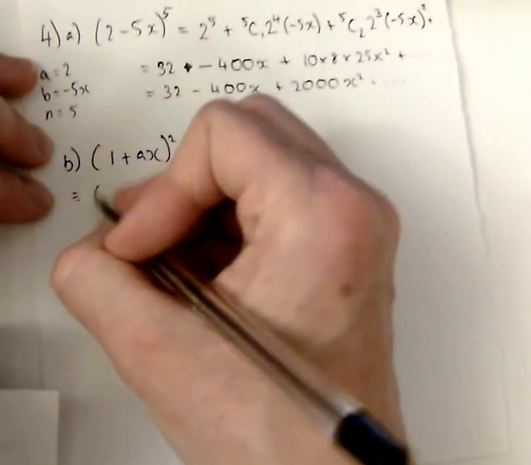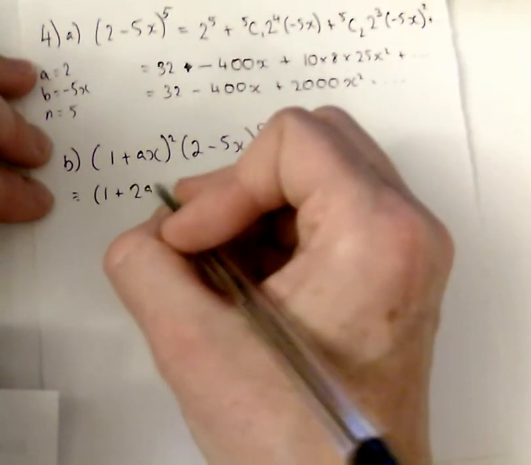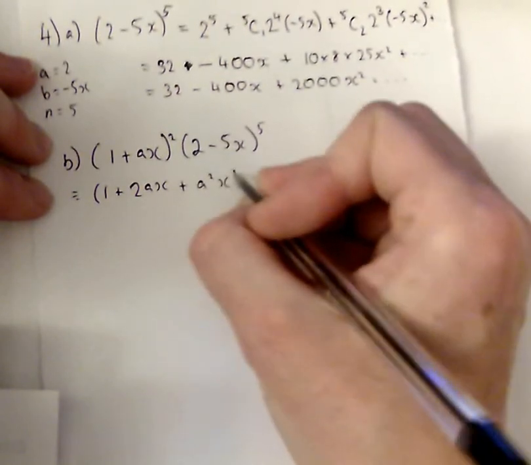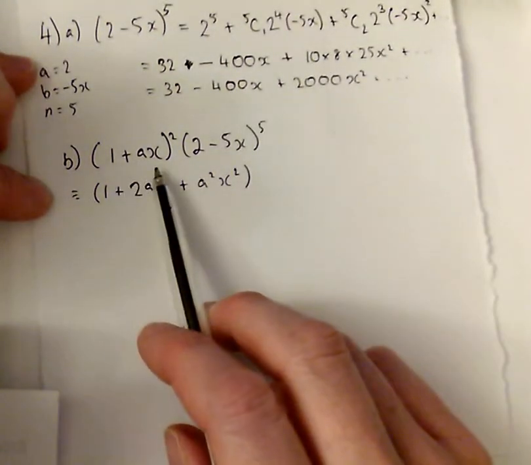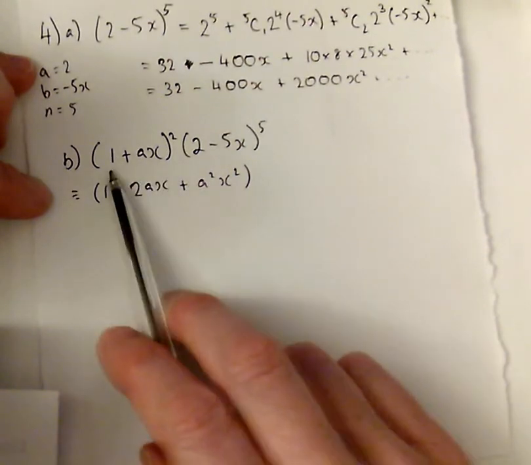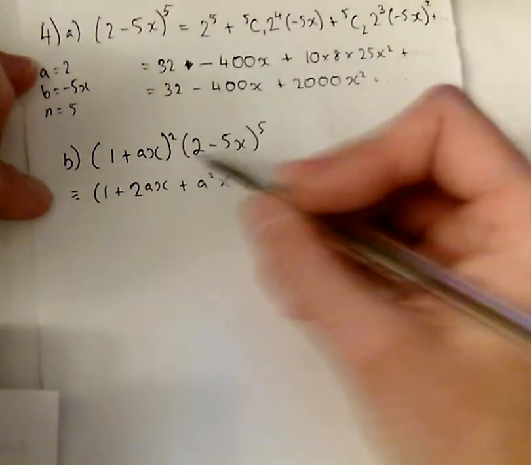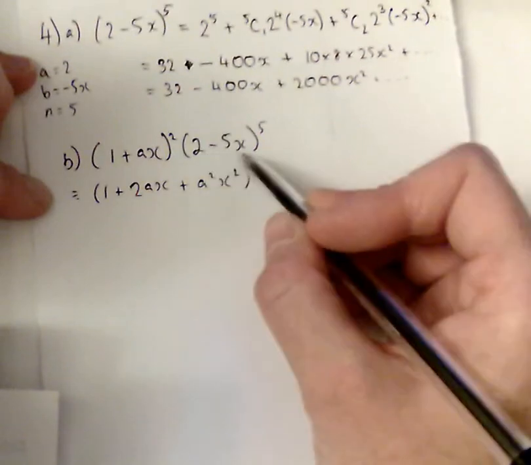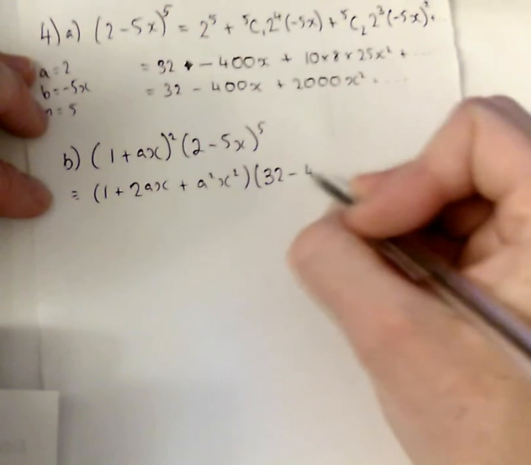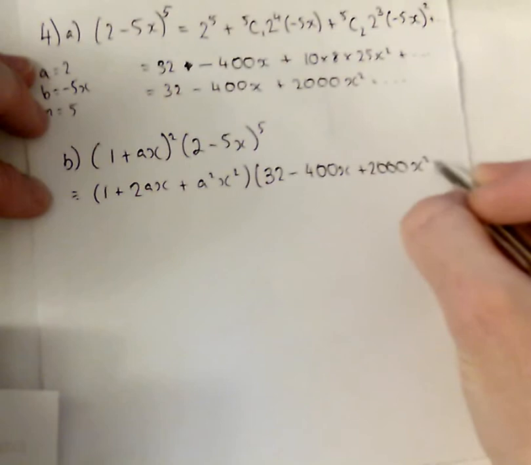So this will be 1 plus ax plus another ax, so 2ax, plus a squared x squared. If you are liable to only do 1 squared plus (ax) squared, make sure you write out the brackets twice and then expand them. And then we know the start of the expansion for this because we've just done it in part A. 32 minus 400x plus 2000x squared.